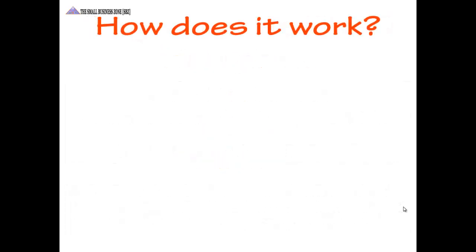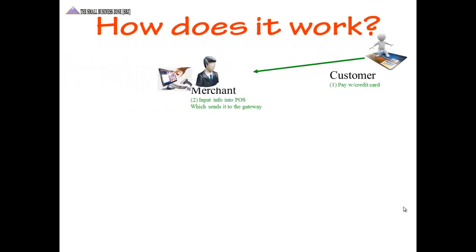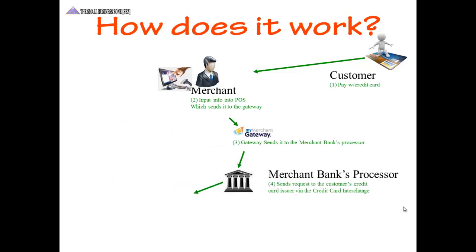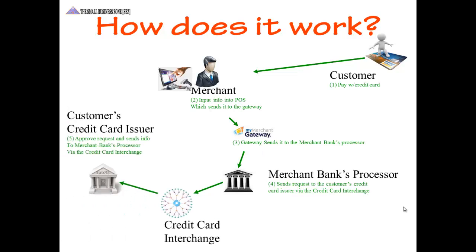So how does this work? Well, let's take a look. You have a customer that comes into your store to purchase an item. They give you the credit card. You swipe the credit card. That initiates the payment process. It goes through the gateway to the merchant bank's processor and makes its way to the customer's credit card issuer, who then approves or disapproves.